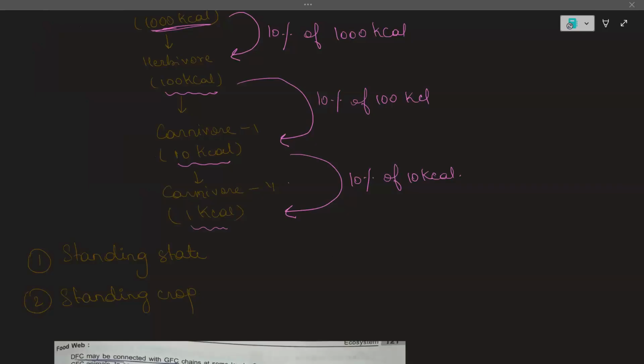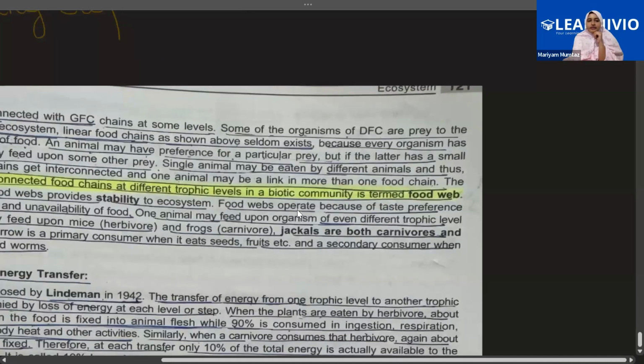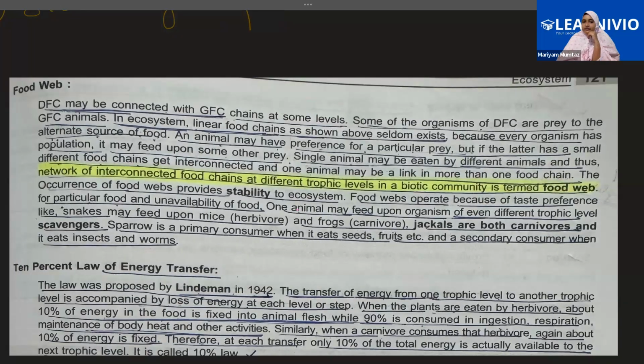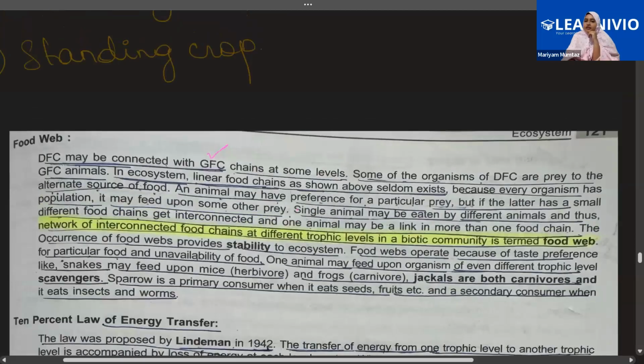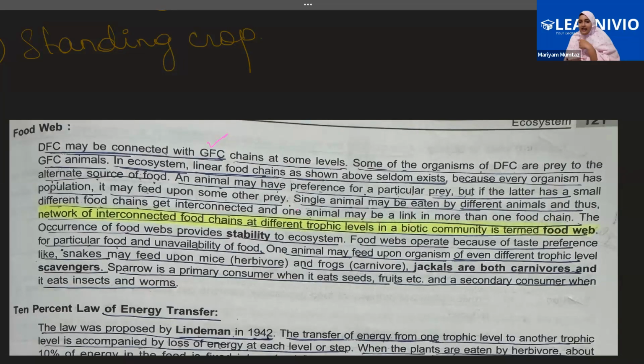Okay, any doubts up until now? No, ma'am. All right, now let us see this thing about the food web. See, the detritus food chain may be connected with the grazing food chain at some level. Also, some of the organisms of the detritus food chain are prey to grazing food chain animals. Like they are interconnected, like I told you. So in an ecosystem, a linear food chain as shown seldom exists, right? Because every organism has an alternate source of food, because there is no organism that just feeds on one thing and that's all. They have other sources of food as well.